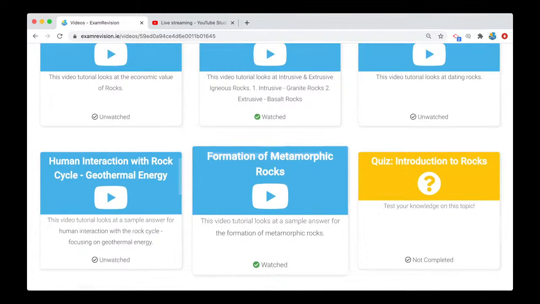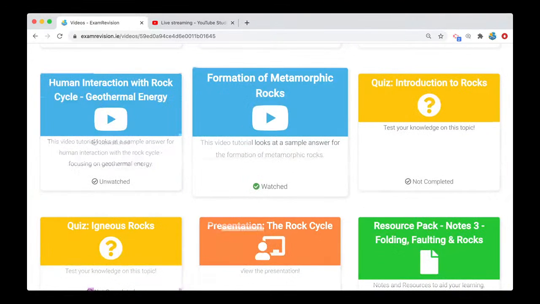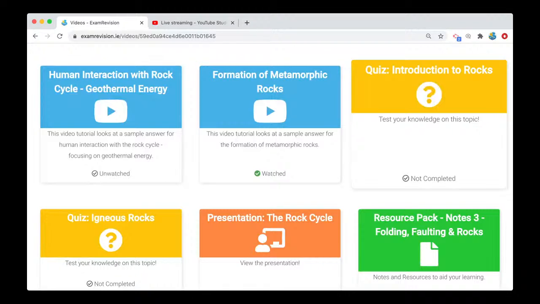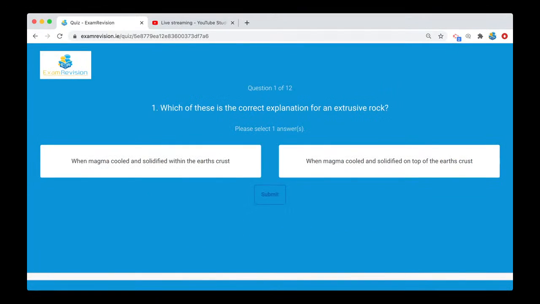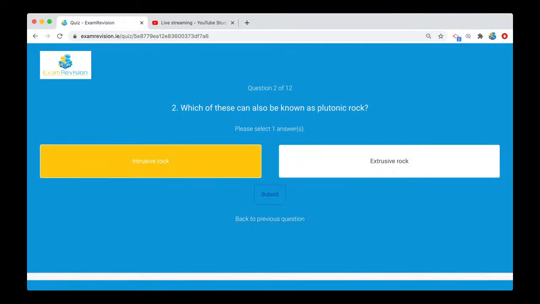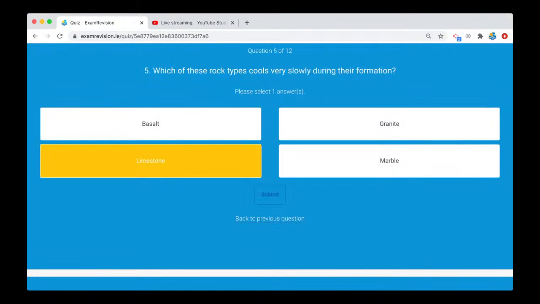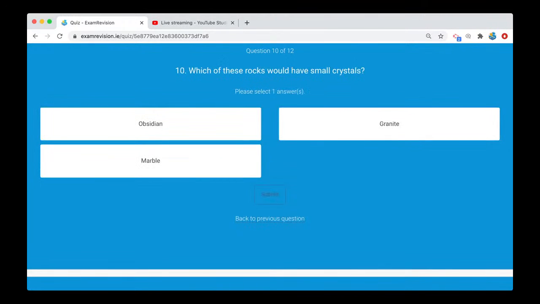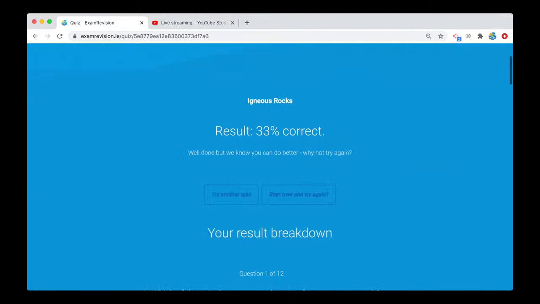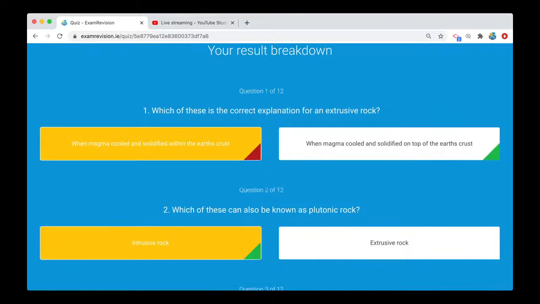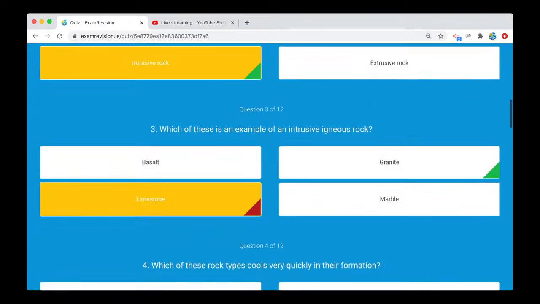So it looks at it in quite a lot of detail, but also you have quizzes. You can take, for example, the igneous rocks quiz, there's 12 questions, and I'll just go through it really quickly. I get a lot wrong, but you can see at the end it corrects the answers for you. So I got 33. You can see here, this is the one that I picked, but this is the correct answer. I got this one correct, I got this one wrong, so I picked limestone. The answer was granite, and so on.